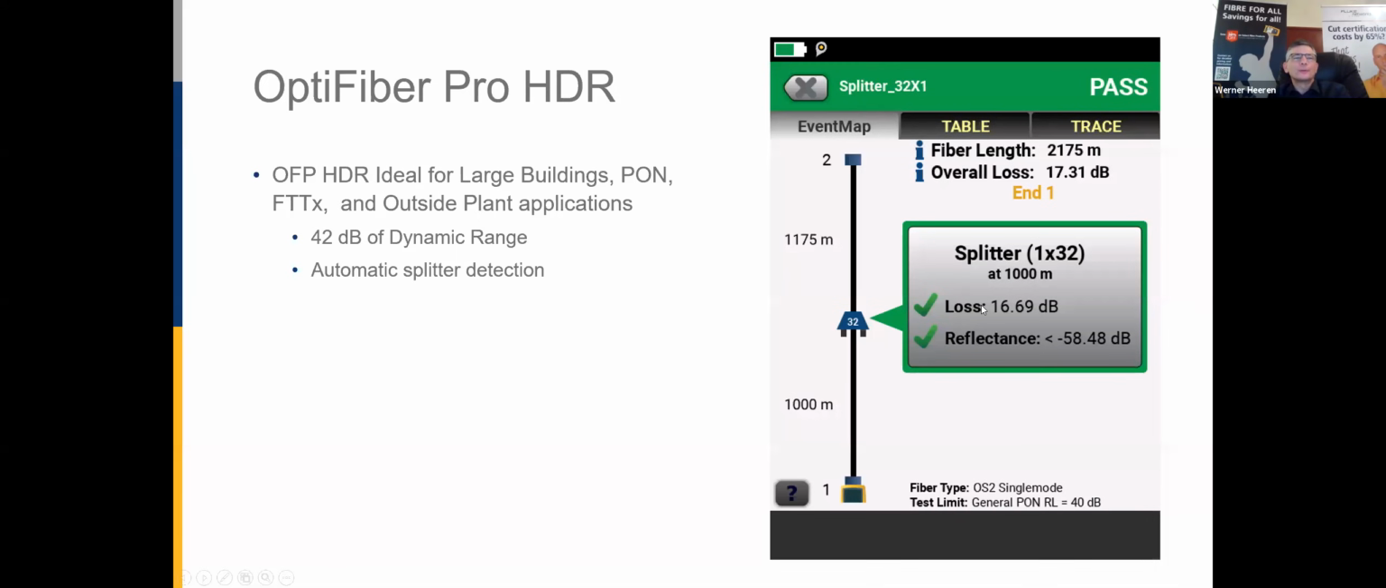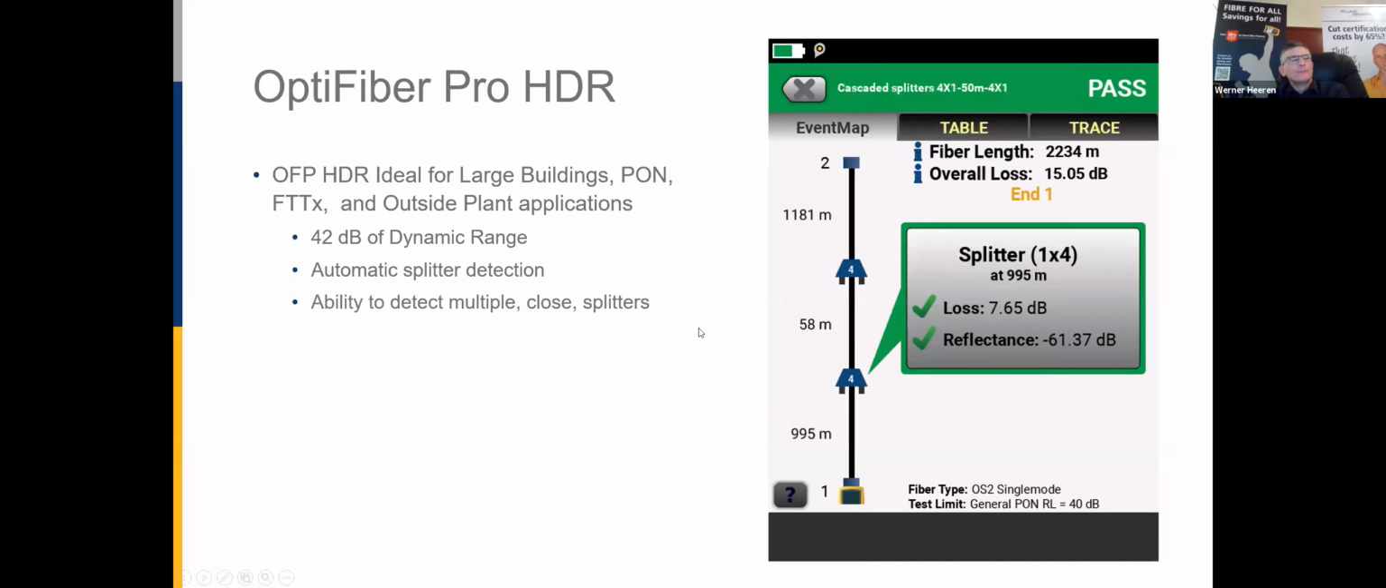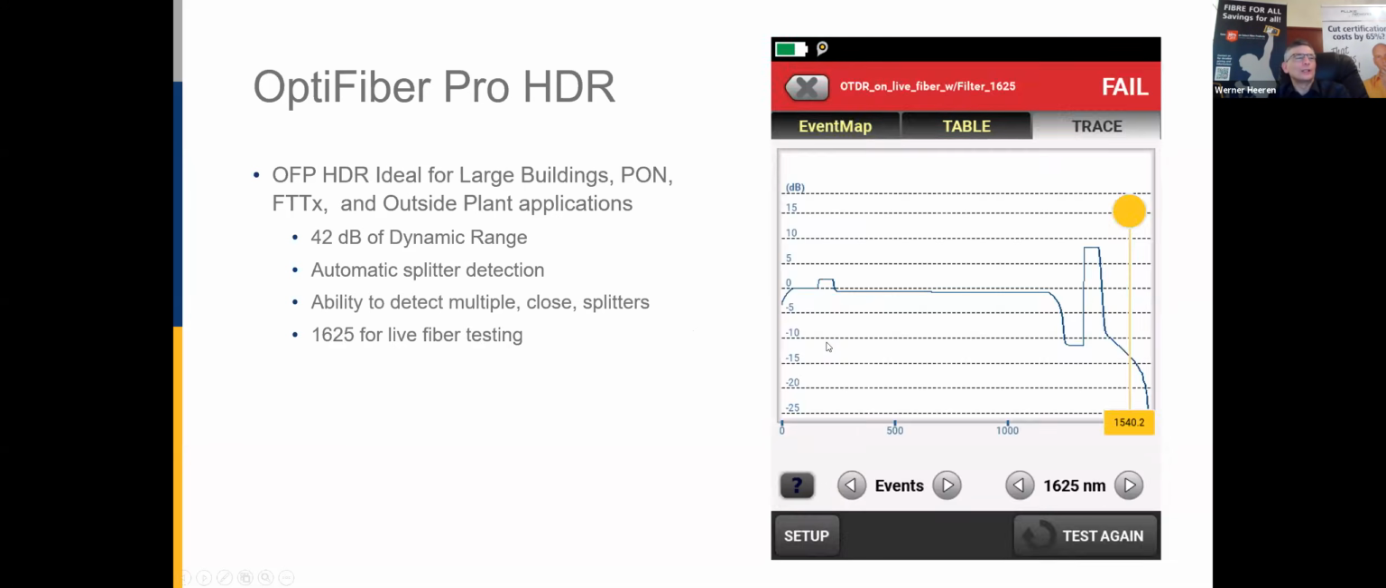With all the typical measurements, it gives you a pass on that fiber link. We can even detect, as you see here, multiple splitters along the way, two 4-port splitters, and at what distance they are. If you consider an OTDR tester, check if others can really do that. We have the 1625 for this live fiber testing. We explained that because you need an out-of-band wavelength to do troubleshooting while the fiber is live and active.